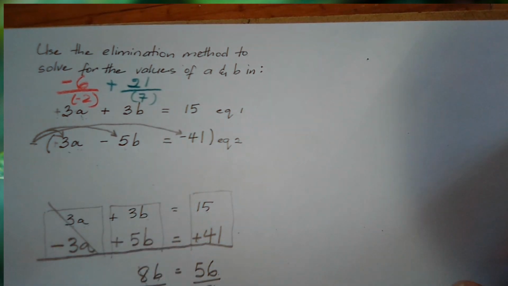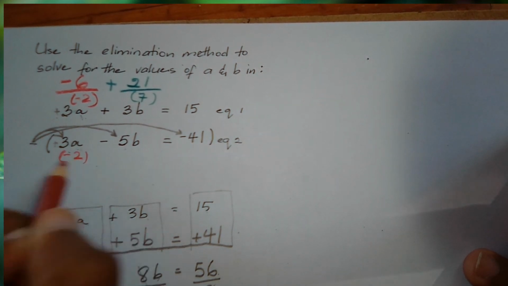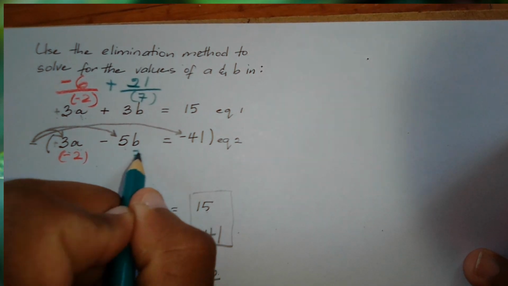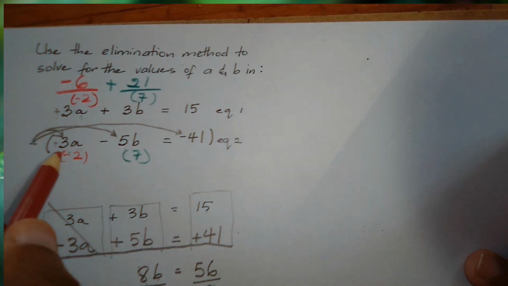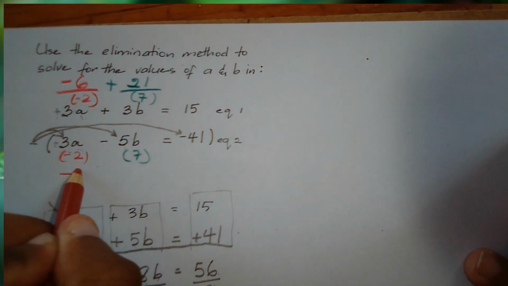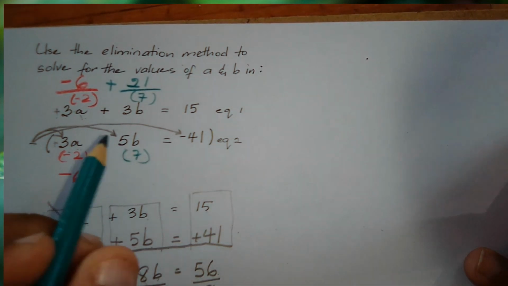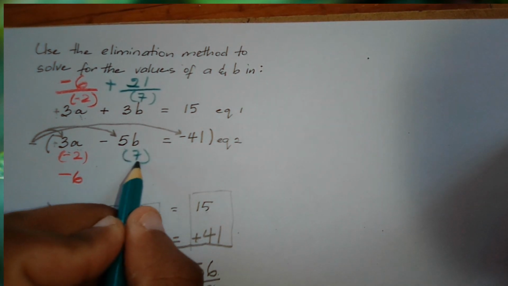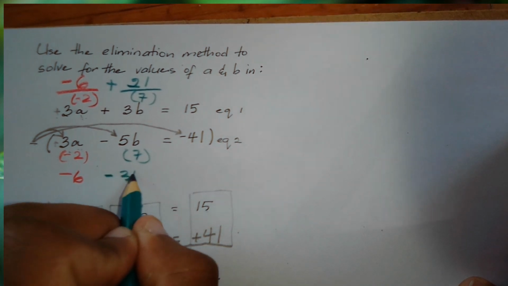Great. Let's also work this one out. We said that a was negative 2. And we said that b was positive 7. So we're going to work this out now. 3 times negative 2, that's negative 6. And watch this now. Negative 5 times that positive 7 is going to give us that negative 35.